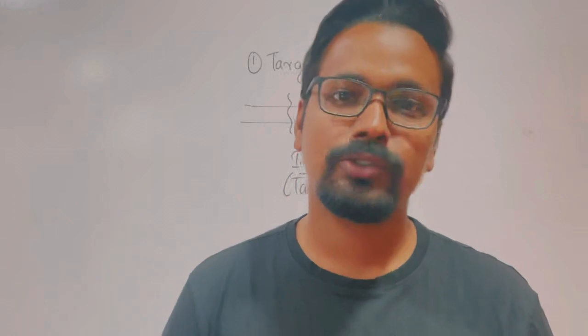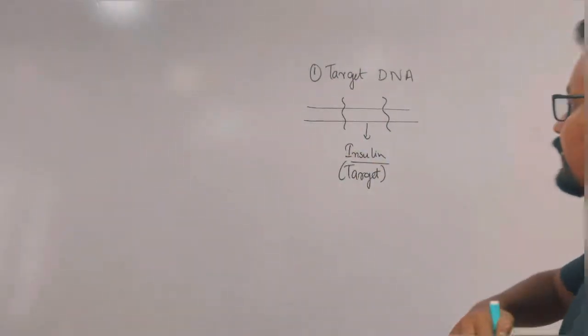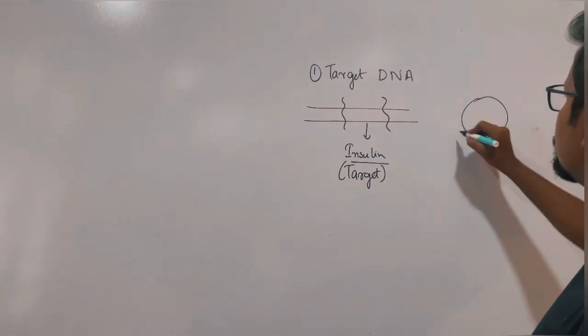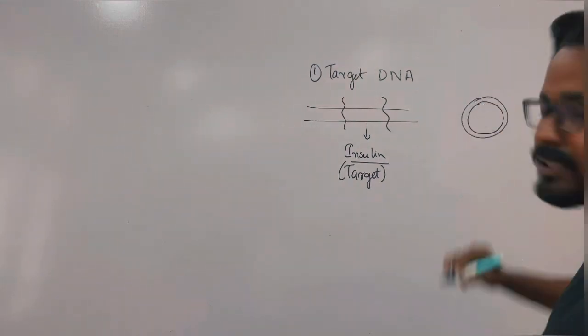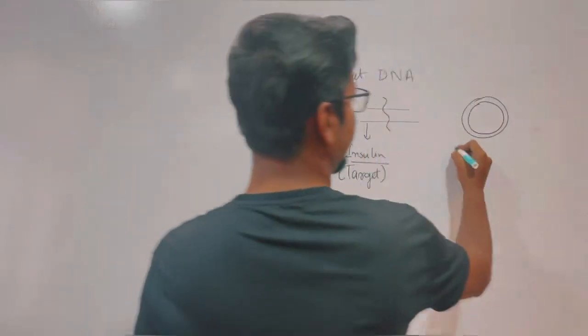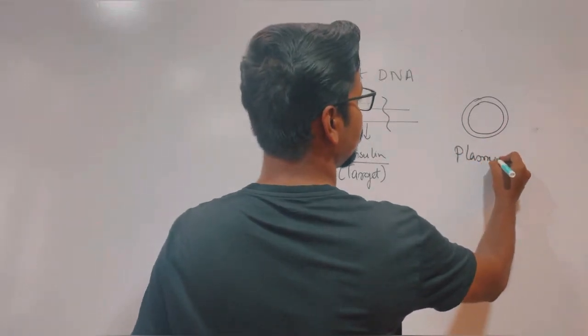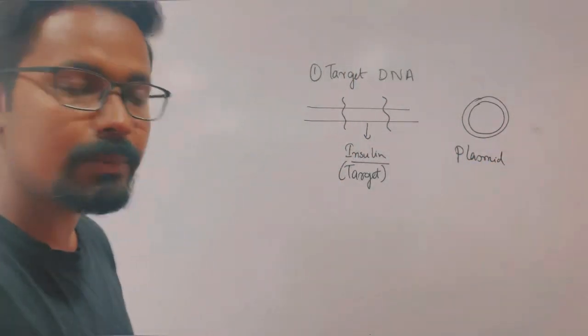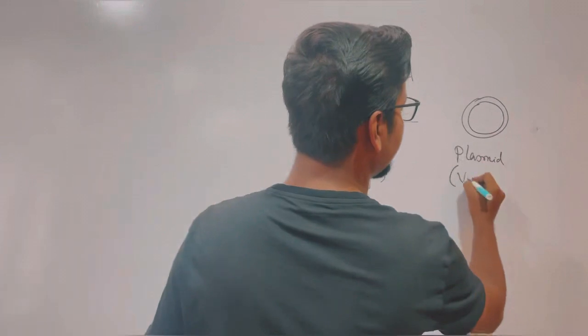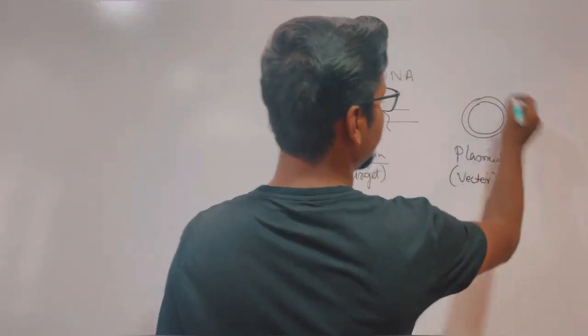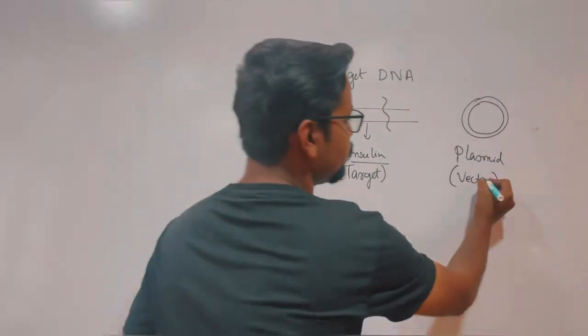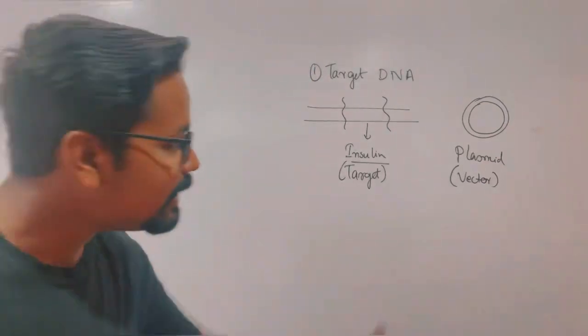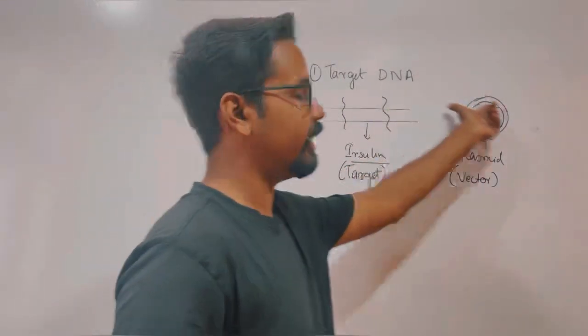It contains different types of genes and DNAs to protect the E. coli. Now, this plasmid is a circular DNA, obviously double-stranded. This is our plasmid. So, what is our plasmid doing? The plasmid is acting as a vector. Inside the vector, we'll place this target DNA.